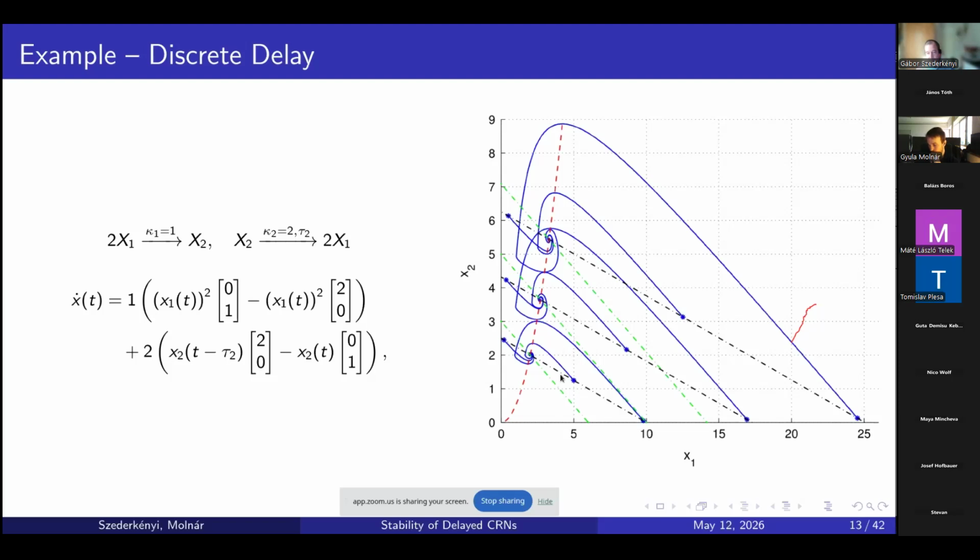And you can see that the dynamics is qualitatively complicated a little bit. So these blue lines are the trajectories of the delayed system, but they are stable and the equilibria are the same, and we can prove with the logarithmic Lyapunov function the stability of the equilibria for arbitrary finite delays.